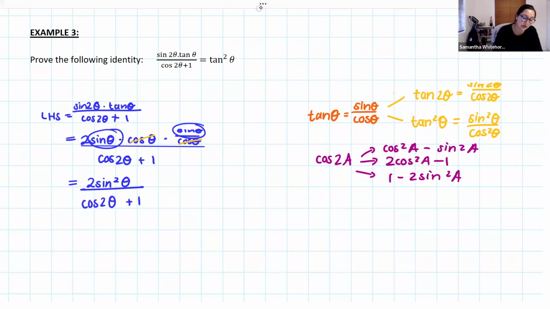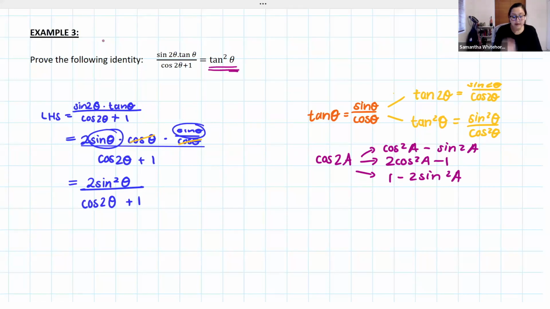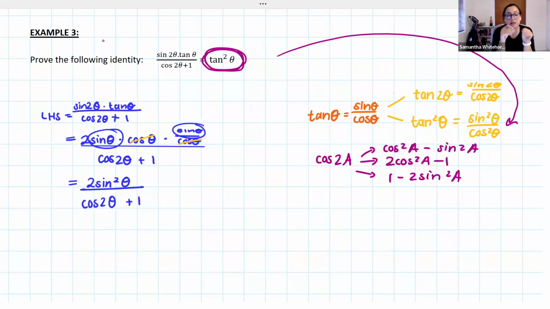Okay, so now I need to decide what double angle for cos I want to work with. If you go back to where we started, remember what we're trying to prove is that the whole left-hand side is equal to tan squared theta. This needs to take you to what I said over here: the fact that tan squared theta could be written as sine squared theta over cos squared theta. I already have a sine squared theta in my numerator. So if I can get a cos squared theta in my denominator, that gives me tan squared theta.